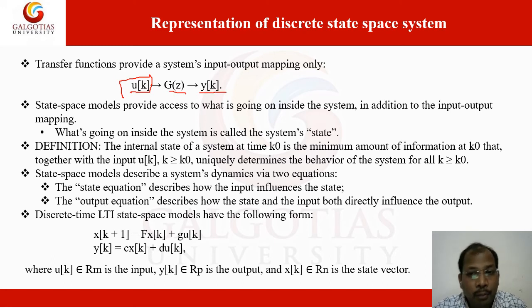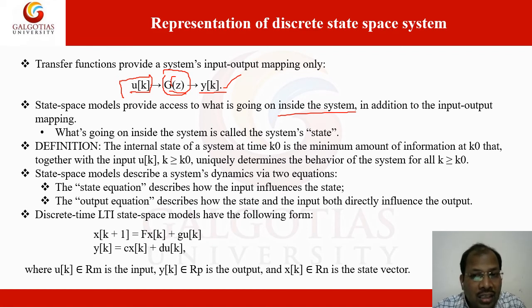The input is discrete, the system transfer function is also discrete, and then we get the discrete output. The state space model provides access to what is going on inside the system, in addition to the input-output mapping. In the transfer function we do not get an idea about the system; we only know the input and we get the output. In state space, whether continuous or discrete, we have an idea about what happens inside the system.